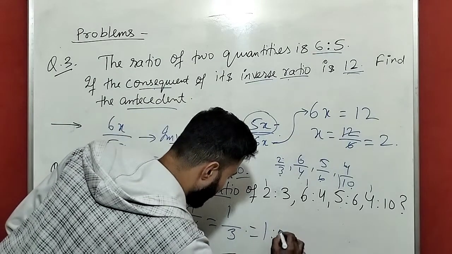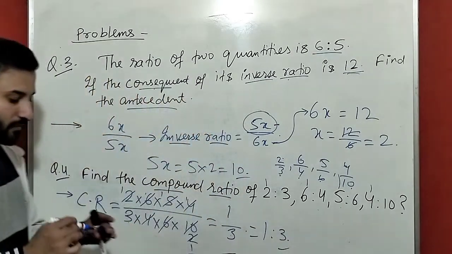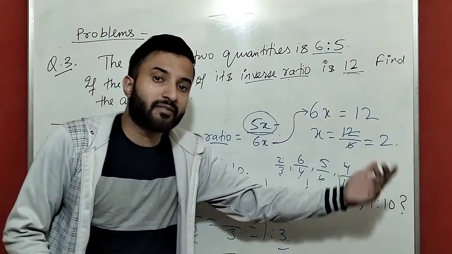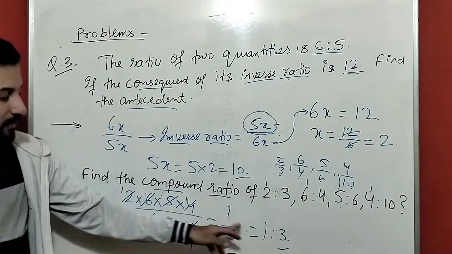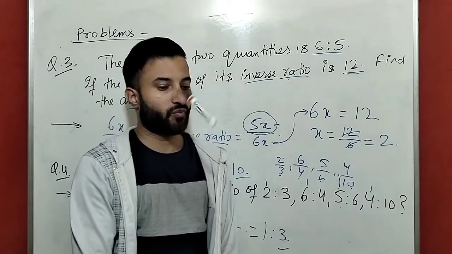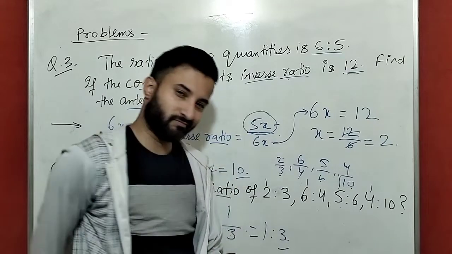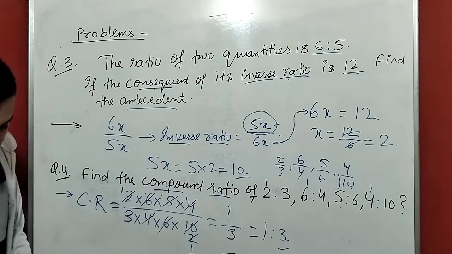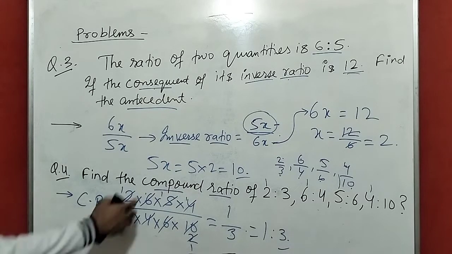Ratio is 1:3. Here you should not have to simplify more or find it in the simplest form, because the answer is already coming in the simplest form. So no need of finding it. Okay, so this is the answer. Now we'll move on to the next question.